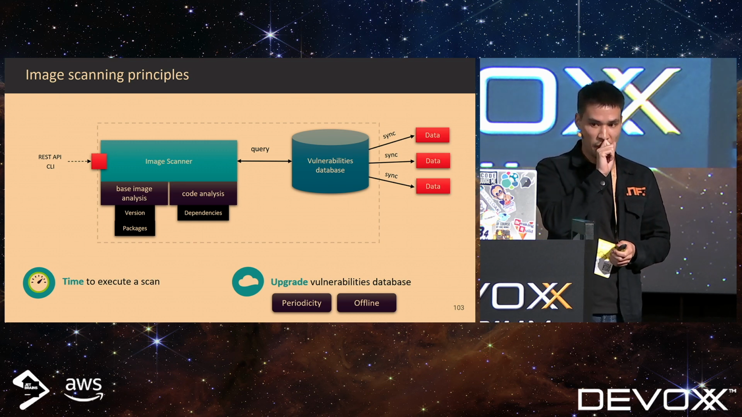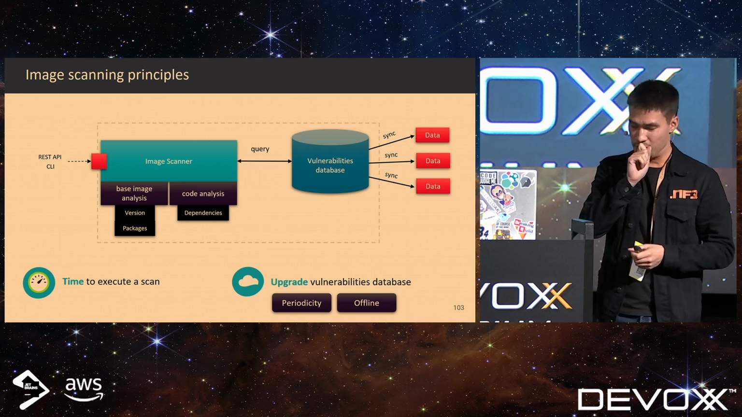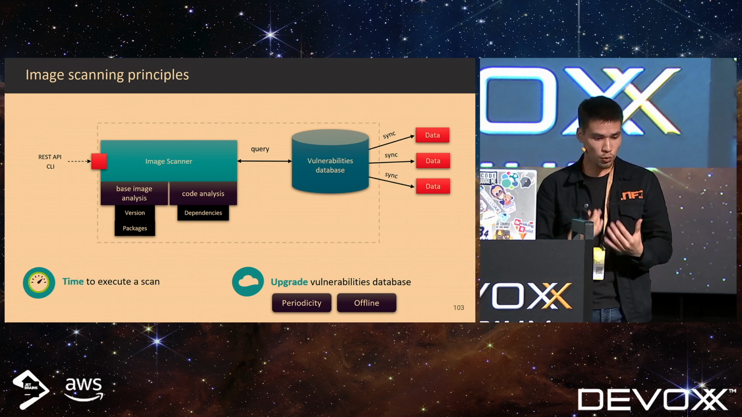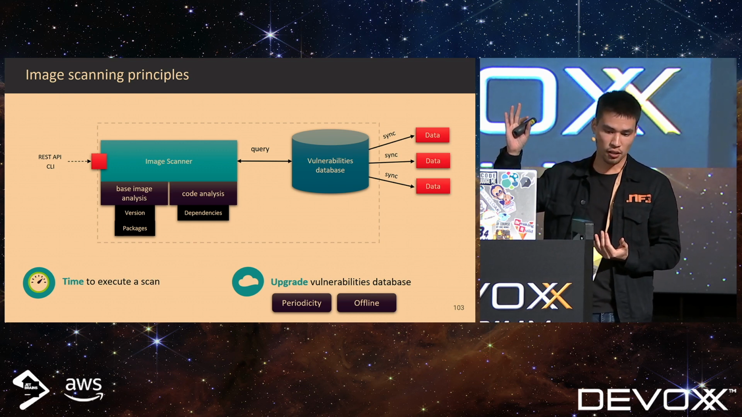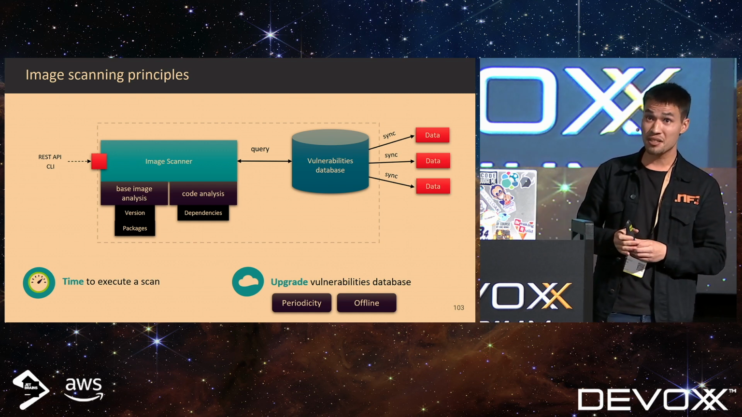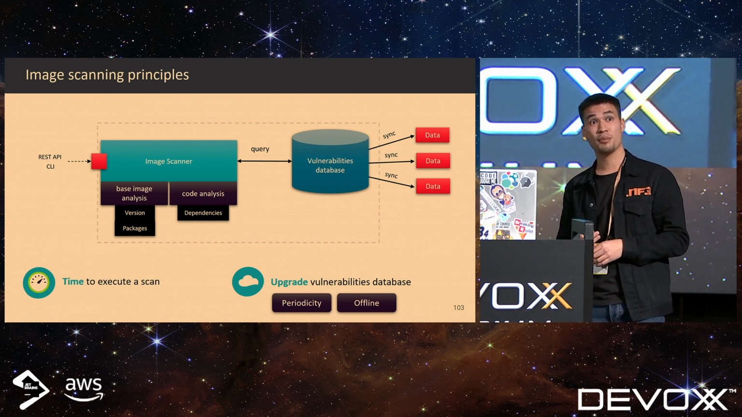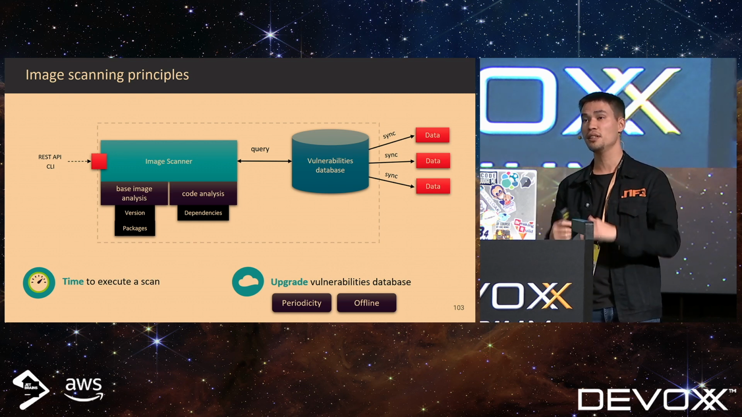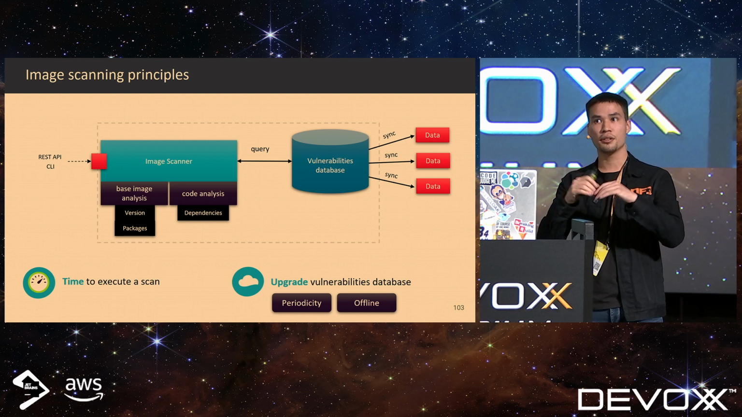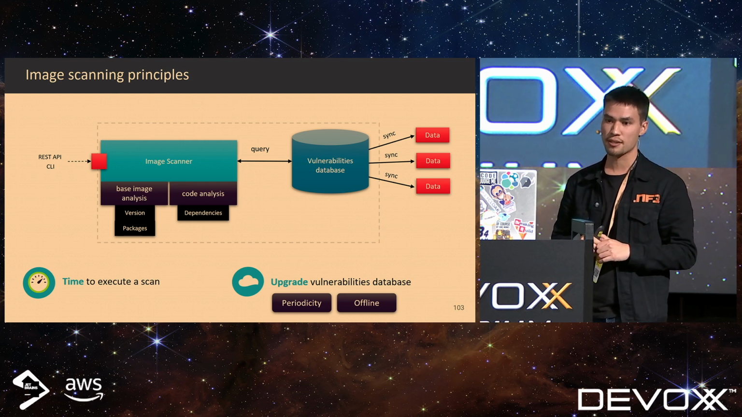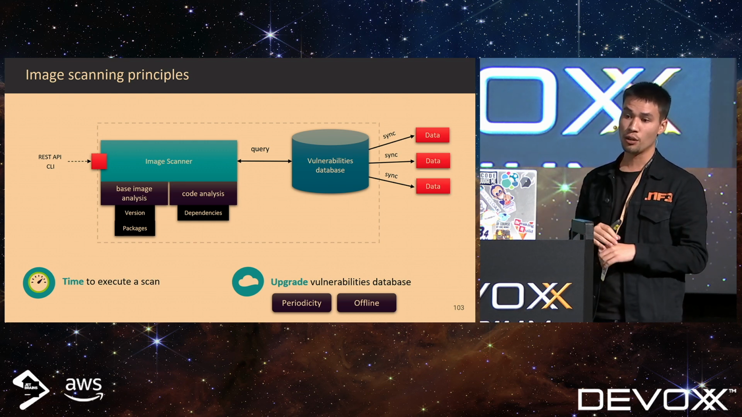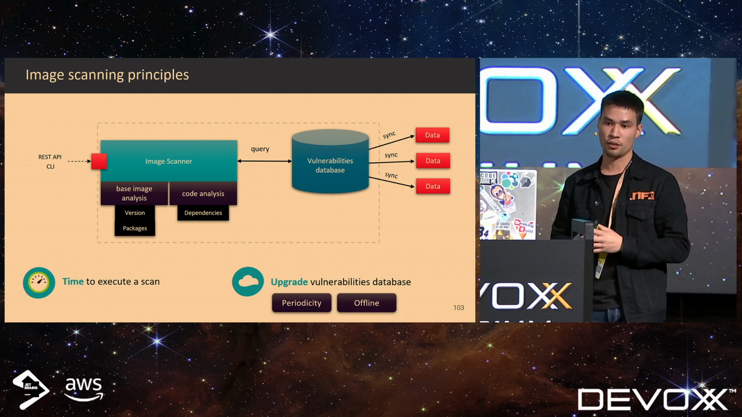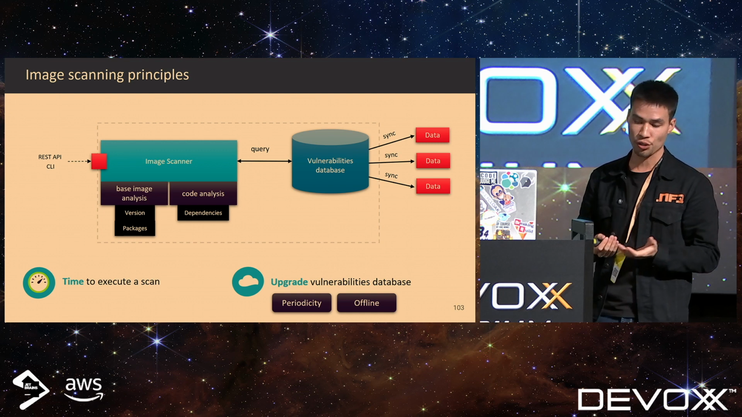The way image scanning works today is very straightforward. We have a tool called an image scanner. It relies on vulnerability databases. This vulnerability database fetches a set of data, CVEs, to build a library of vulnerabilities. And this image scanner will decompile the image, inspecting the packages installed and their versions.